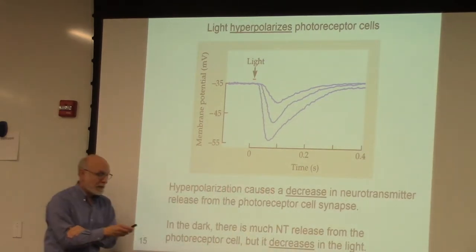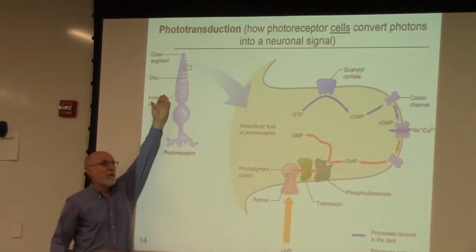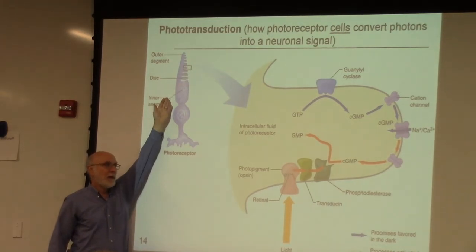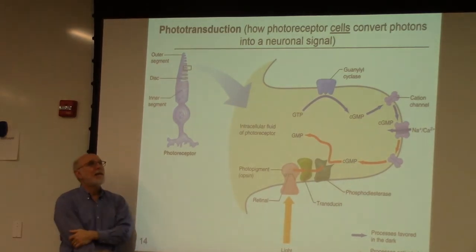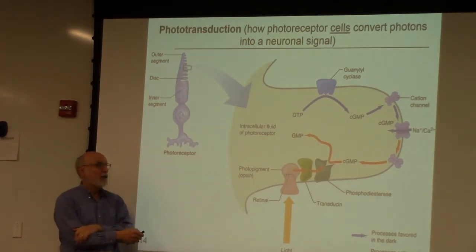So all the cells are relatively depolarized. Yeah. The rods work better in the dark because their rhodopsin is more sensitive to light than are the color opsins.